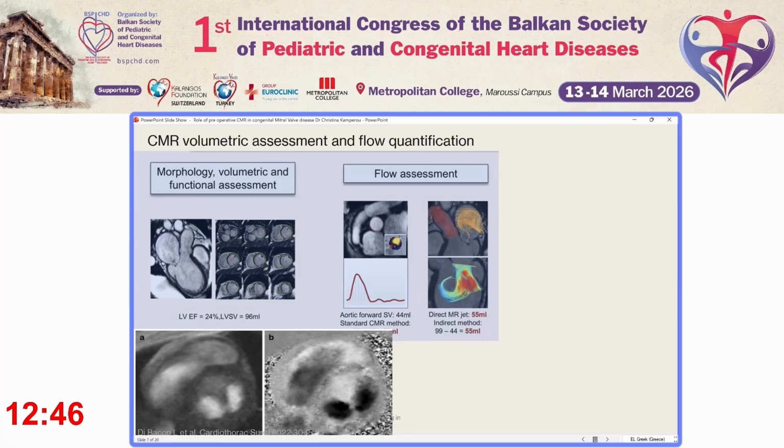The ventricular stroke volume is obtained from cine imaging, and forward flow in the ascending aorta is then measured using phase contrast imaging. The difference between the two values corresponds to the mitral regurgitant volume.